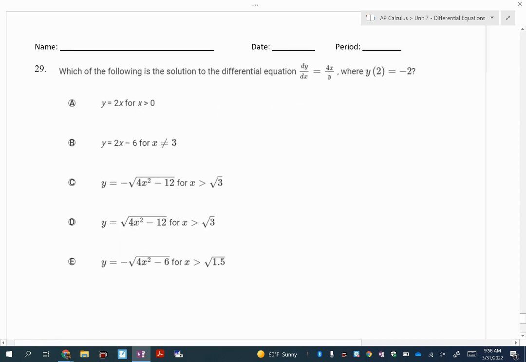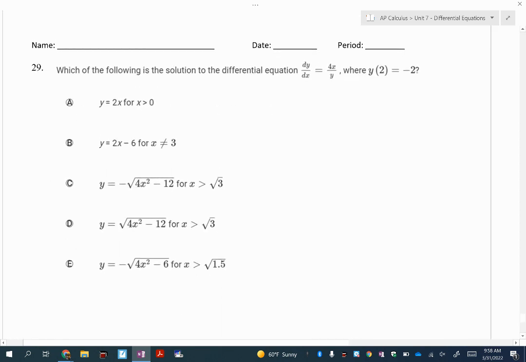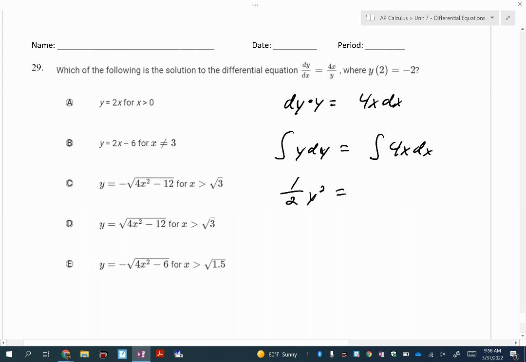Last two, 29. All right, so which is the solution to this differential equation? So move the y over. What's interesting about this one is when you move the y over, it actually is in the numerator. So that's nice. So I'm going to do the integral of y dy equals the integral of 4x dx. That's 1/2 y squared equals 2x squared plus c.